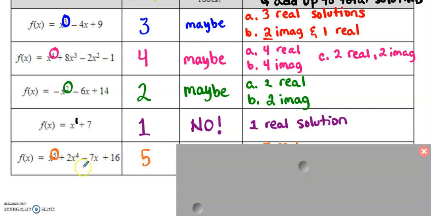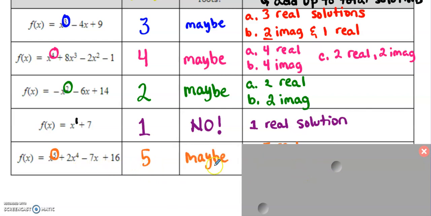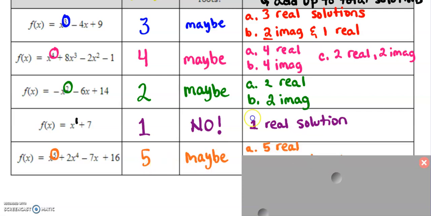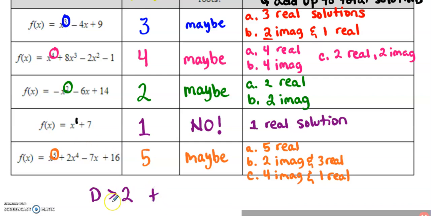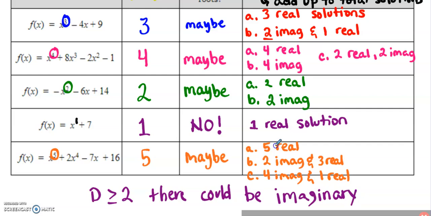And last but not least, with a degree of 5, yes, there maybe could be imaginary because that's bigger than 2. So you could have 5 real, or 2 imaginary and 3 real, or 4 imaginary and 1 real. So here's the deal. If the degree is greater than or equal to 2, there could be imaginary solutions. I am so sorry. This is not writing very well down here at the bottom of my screen.